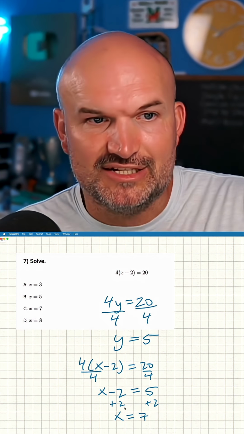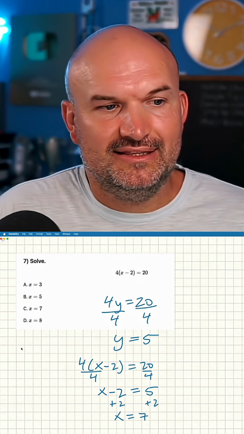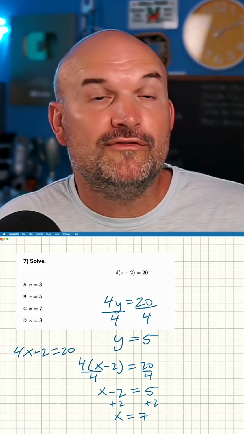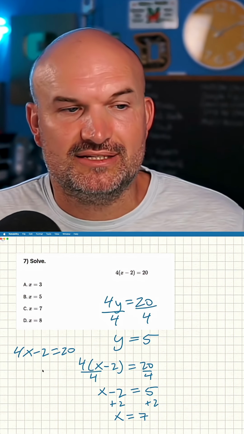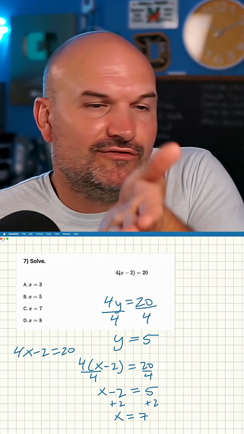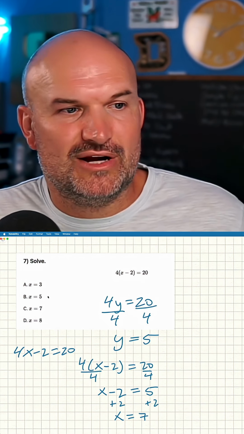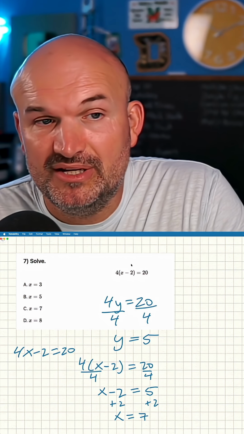What is the common mistake that students will do? They know that if I had 4x minus 2 is equal to 20, the first step would be to add a 2 onto both sides. So what students will do is they'll forget about these parentheses and add a 2 to both sides, and then they'll try to make up the answer because 4 does not evenly divide into 22, but they'll try it. And you could also apply the distributive property if you want to.